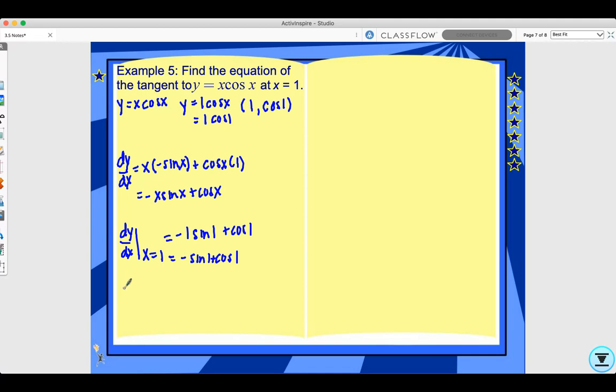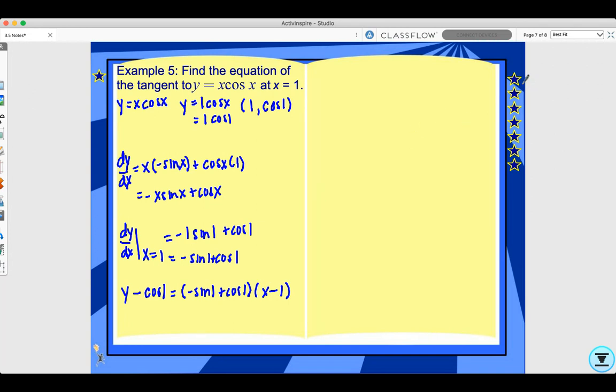So now using point slope form, we go ahead and we plug in. We'd have y minus cosine 1 equals negative sine 1 plus cosine 1 times x minus 1. And that would be the equation of your tangent line. Unless they tell you to put it in any other form, leave it like that. You do not need to distribute. The only time you need to distribute is when they specify to distribute.